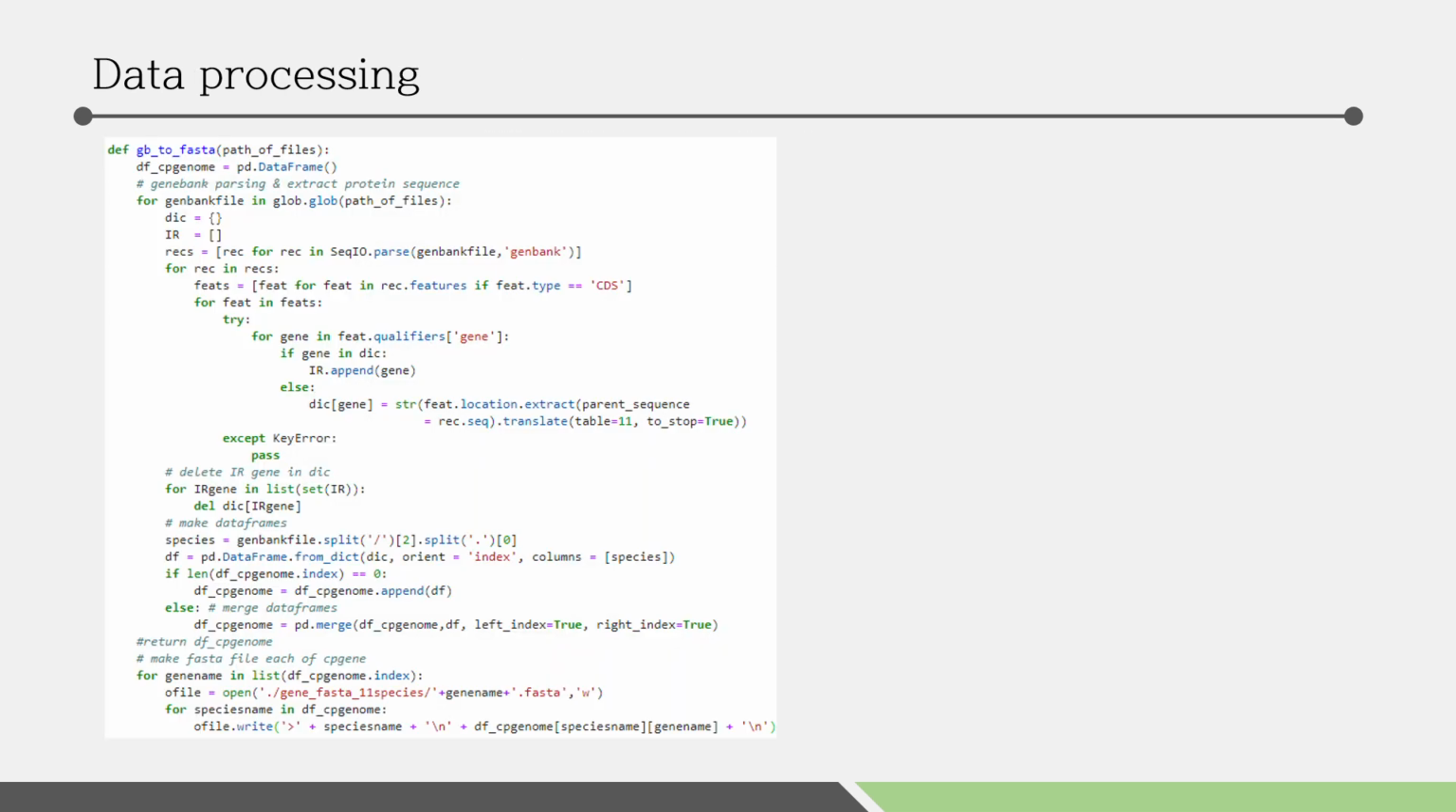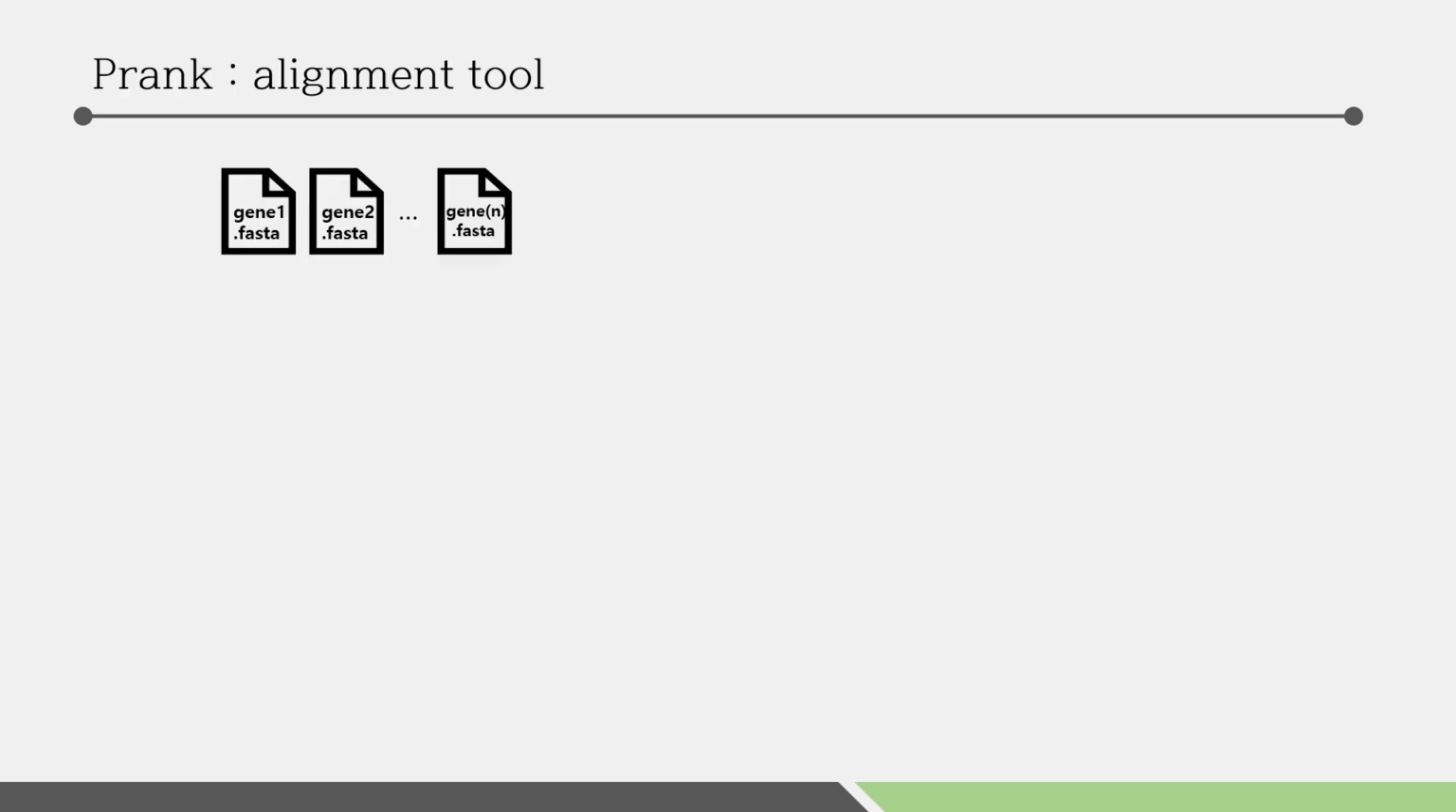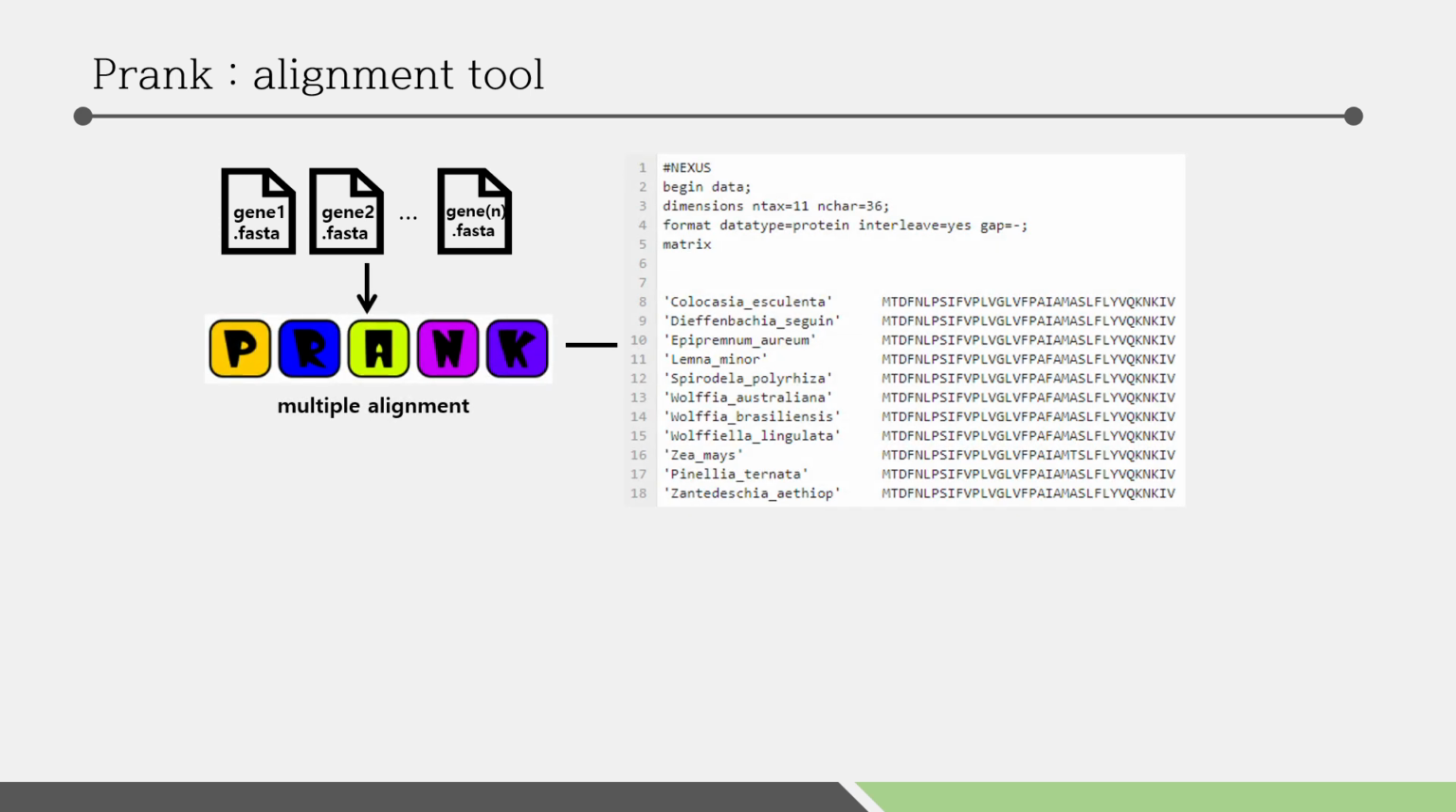The collected GenBank files are processed. Figure is the Python code for parsing and processing GenBank files. First, only CDS is filtered from the GenBank file and translated into a protein sequence, and genes of various species are merged in one data frame to create FASTA file for each gene. Then, alignment is performed for each gene.